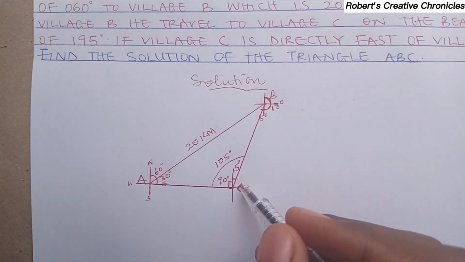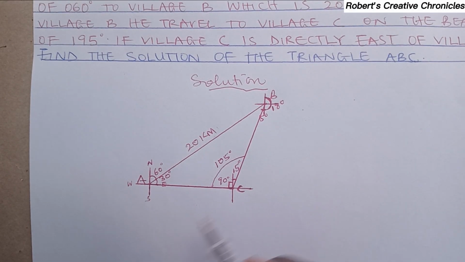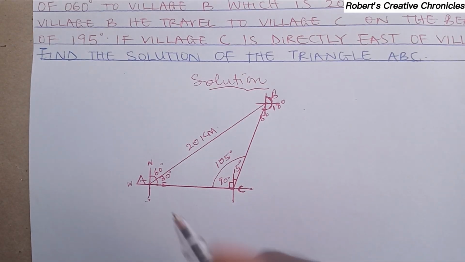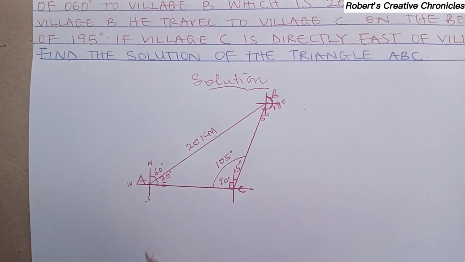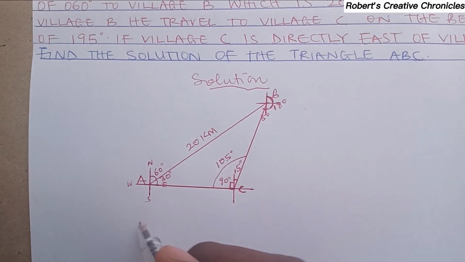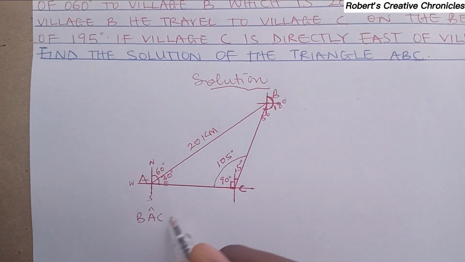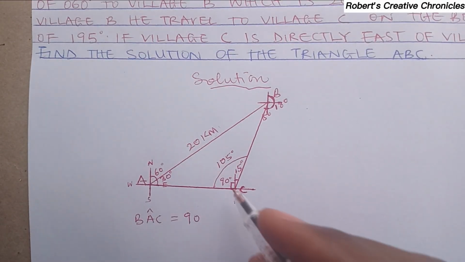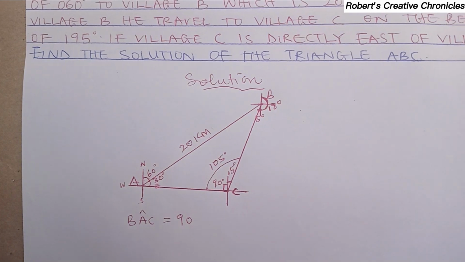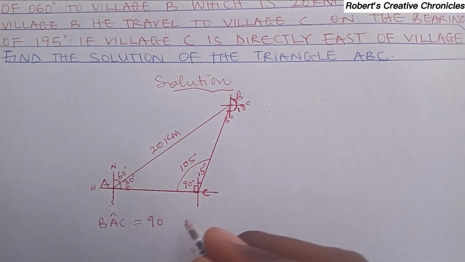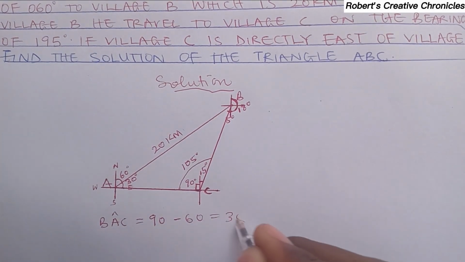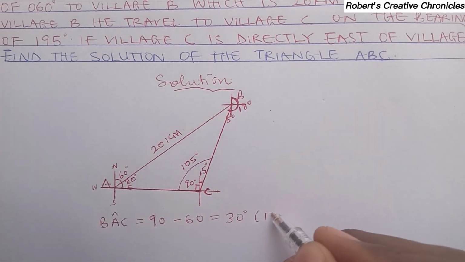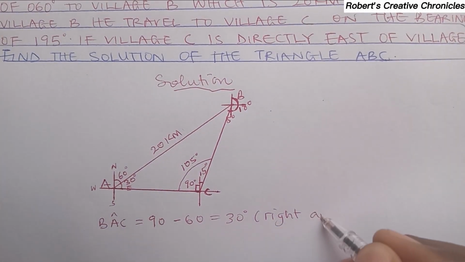So now CBA. So you can say that this is all due to alternate angles, and this is 90. So let's put it in writing. So BAC, let me say angle BAC is equal to what? 90. That is, BAC is equal to 90 minus 60, which is 30 degrees. Then this is a right angle, because the reason is right angle.